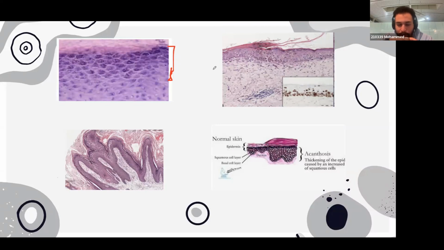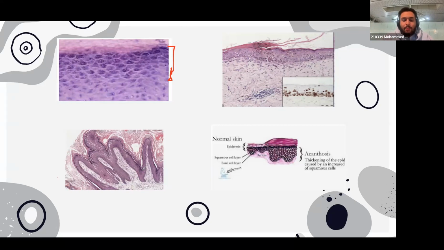Hypergranulosis or granulosum. Yeah, granulosis. So now you can see here by this stain, I'll mention the stain later, that the melanocytes have increased in number radially, sorry. What do I call this? Lentiginous. Good. Now, you can see this.